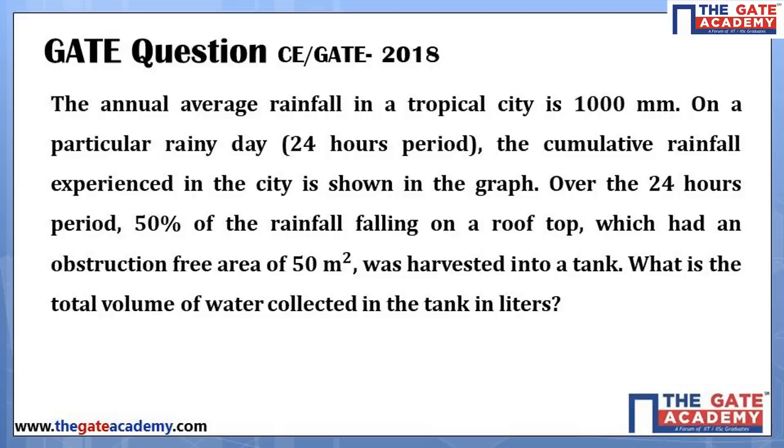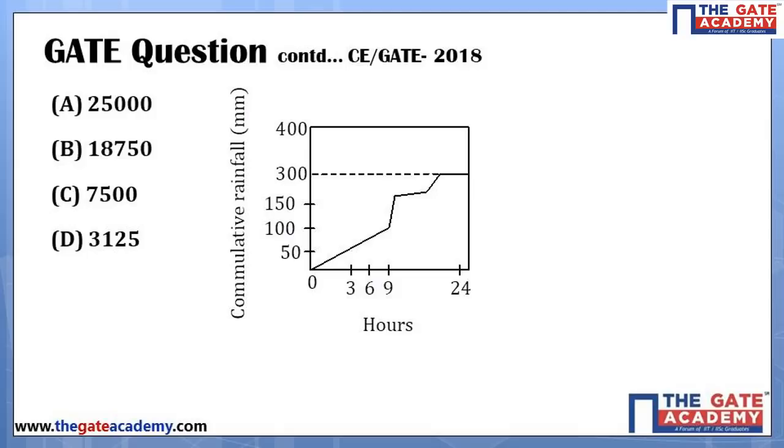So here they have asked that there is a catchment area of 50 meters square in which 50% of the times, whatever rain is falling, we are harvesting that. So how many liters of water is getting collected? This was a very simple question.